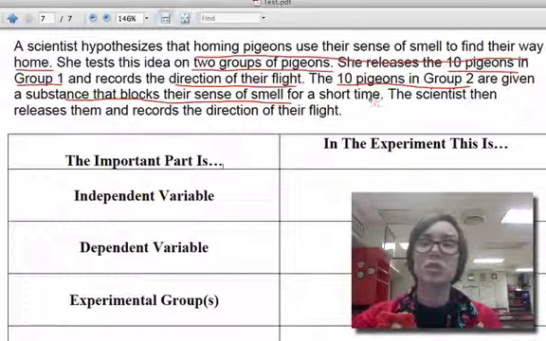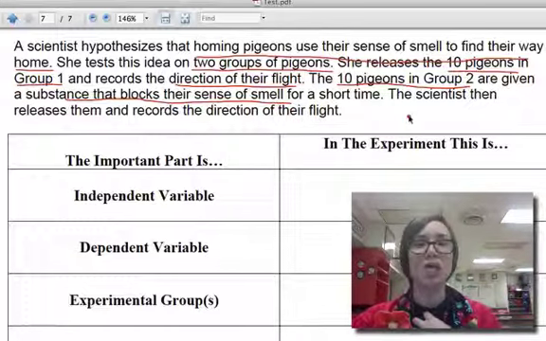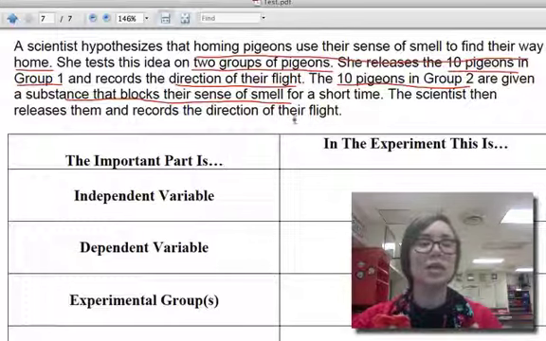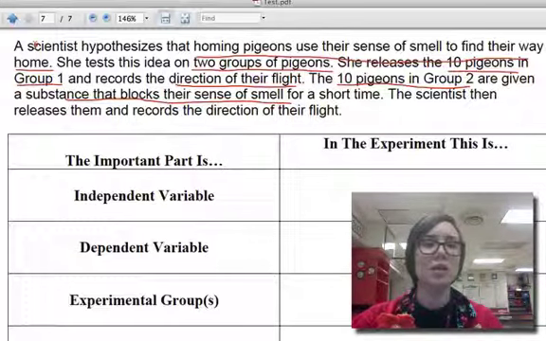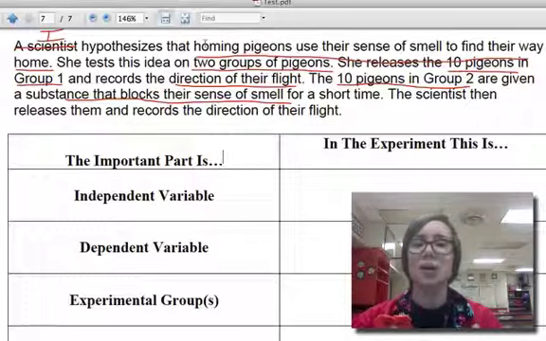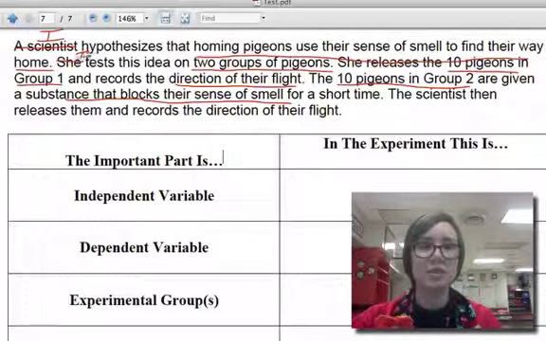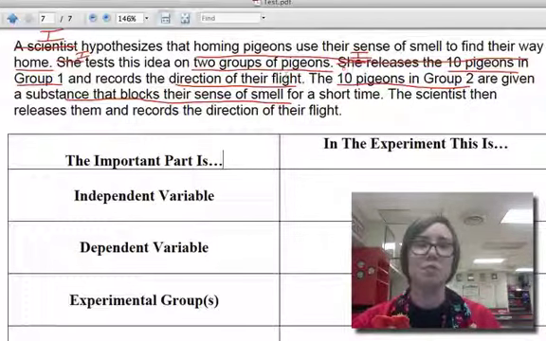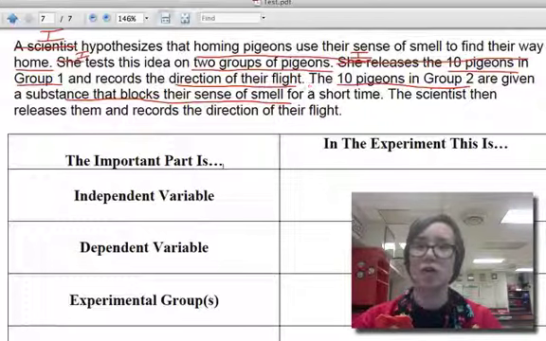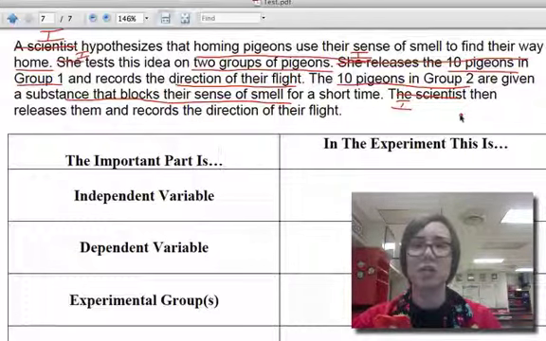So think about what we talked about in class. We always said that we want to put ourselves in the experiment. So I know that a scientist is doing this, so everywhere I see a scientist, I'm going to say I. So I hypothesize that homing pigeons use their sense of smell to find their way home. I test this idea on 2 groups of pigeons. I release 10 pigeons in group 1 and record the direction of their flight. The 10 pigeons in group 2 are given a substance that blocks their sense of smell, and then it says I then release them and record the direction of their flight.